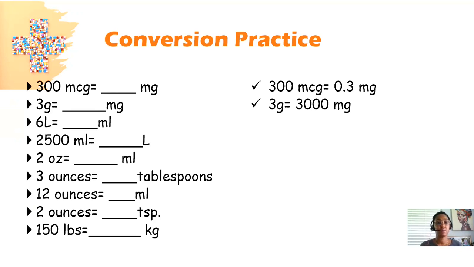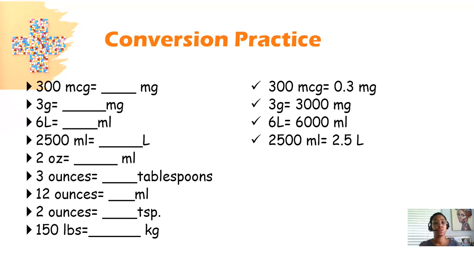6 liters is how many milliliters? We know the conversion is 1 liter is 1,000 mLs. So again, you would multiply that by 1,000. Now, 2,500 mLs is how many liters? So this would be going backwards. So you would want to divide it by 1,000. So our answer is 2.5 liters.